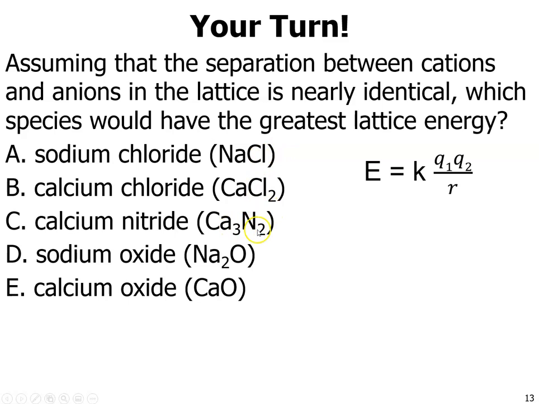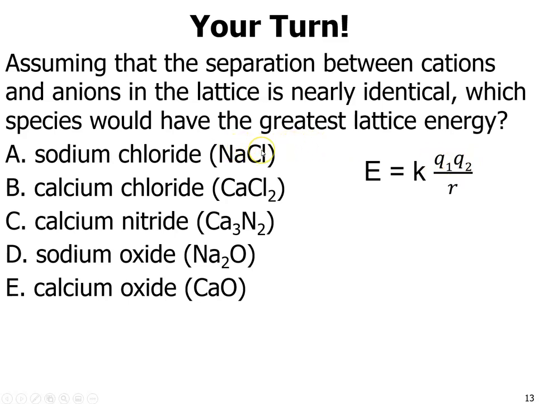And remember the crisscross rule: the nitrogen will be a -3. And so we have oxygen is going to be a -2. So where is this energy going to be the greatest? We're assuming R is equivalent and K is a constant, so that'll be equivalent. So we're really just looking at how we can get the biggest numbers out of the charges.